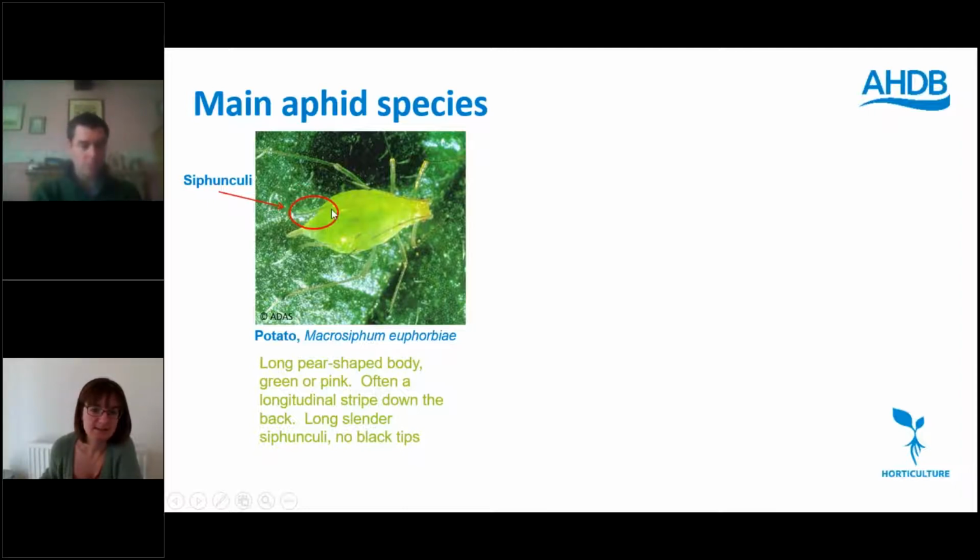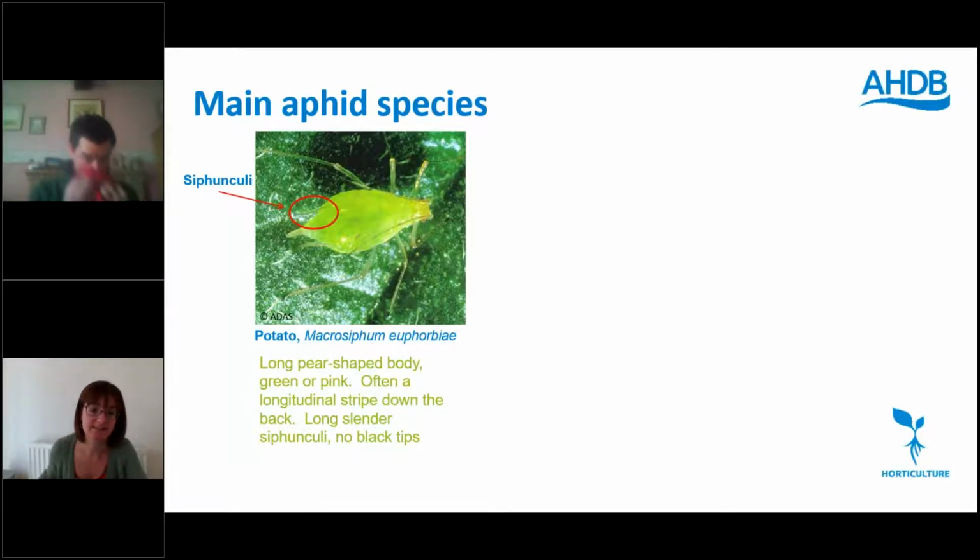In terms of siphunculi, these are long and slender, but they've got no black tips on them like the aphid previously. So when you're looking at this one, it's quite similar to the peach potato aphid, but it's these siphunculi that are helping you to distinguish between the two of those. Also the antennae, so hopefully you can see these coming along here. These are longer than the body, and there is an indentation between the base of them.